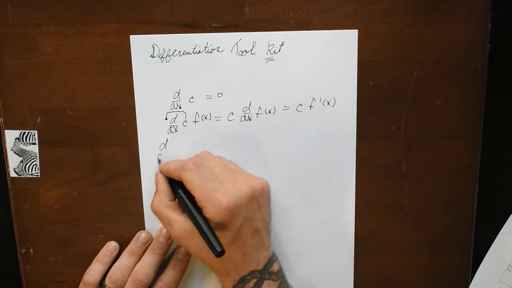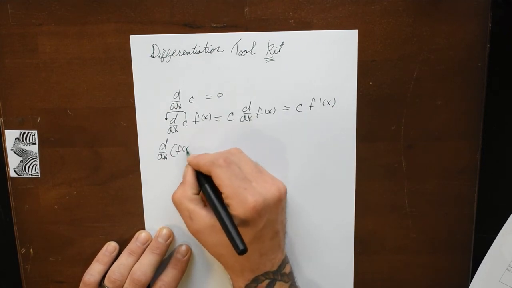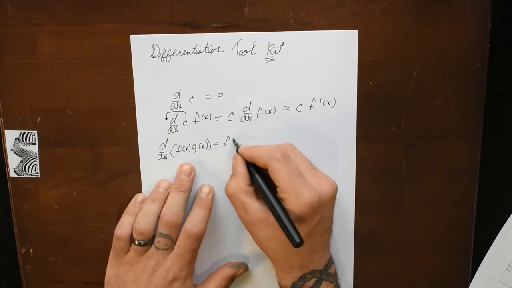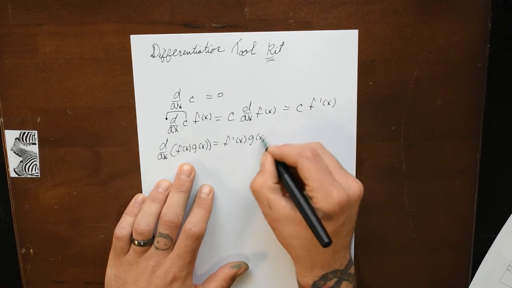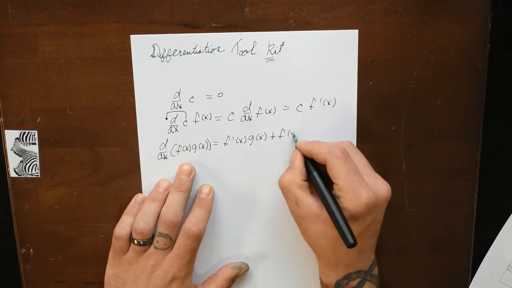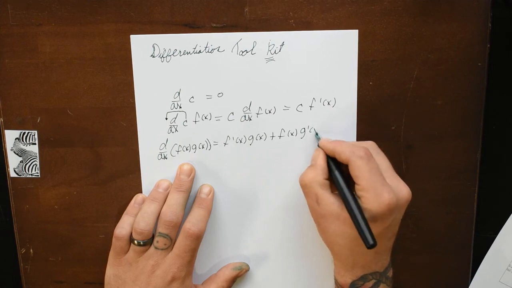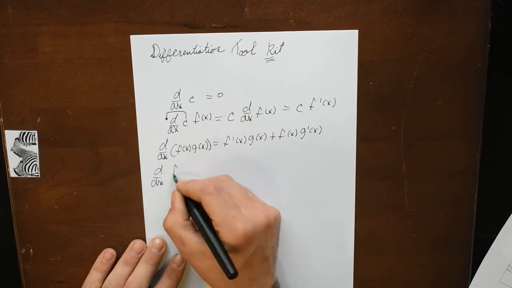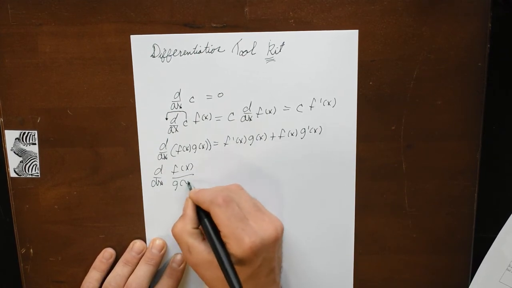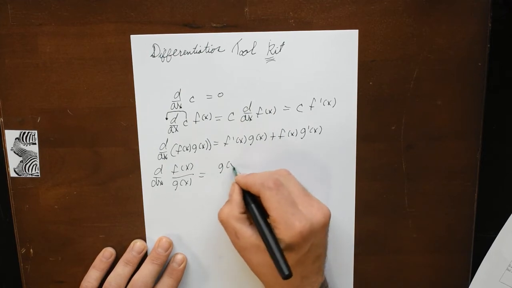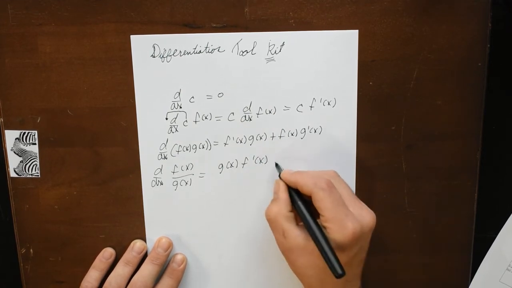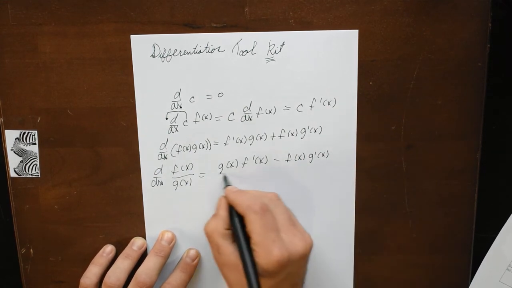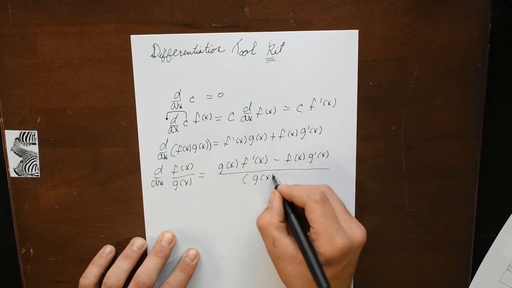The derivative with regards to x of the product is equal to the derivative of your first times your second plus your first times the derivative of your second. The derivative of the quotient is equal to low d high minus high d low all over low low.